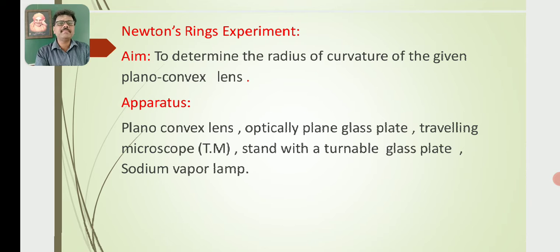What is the aim of the Newton's rings experiment? The aim of the experiment is to determine the radius of curvature of the given plano-convex lens.